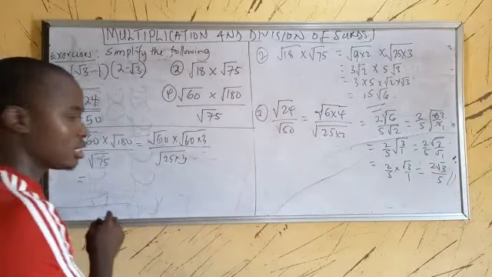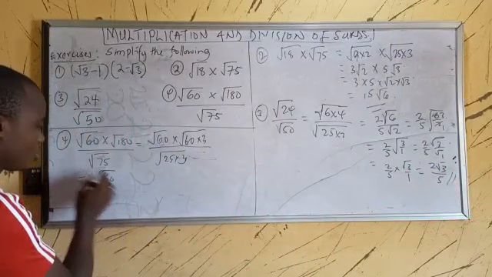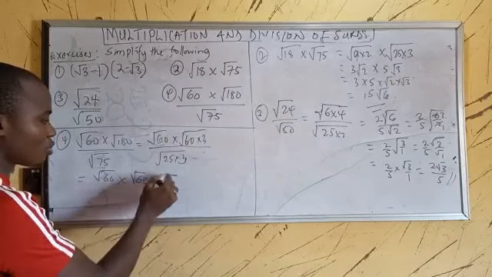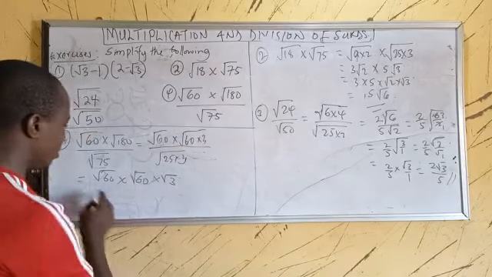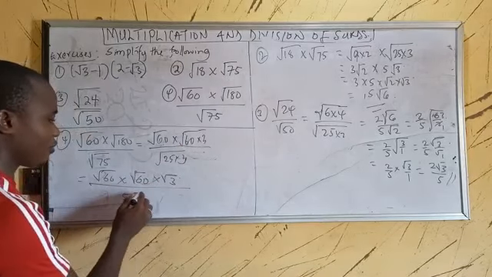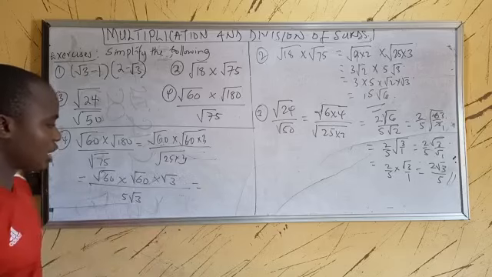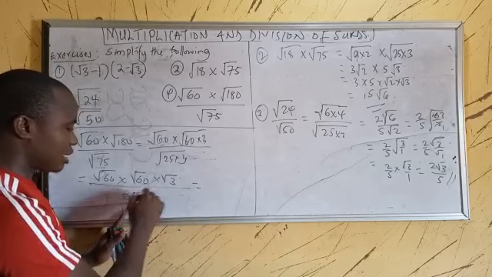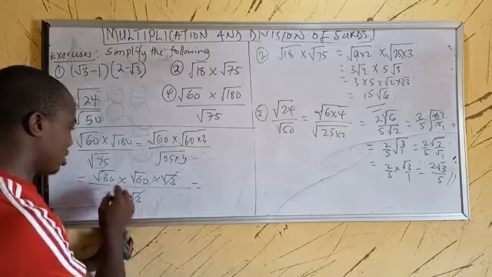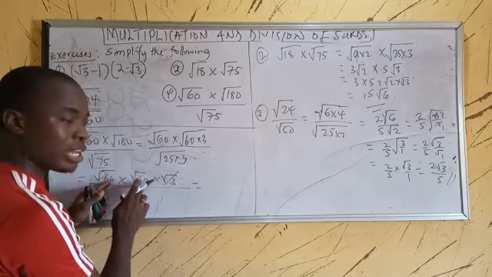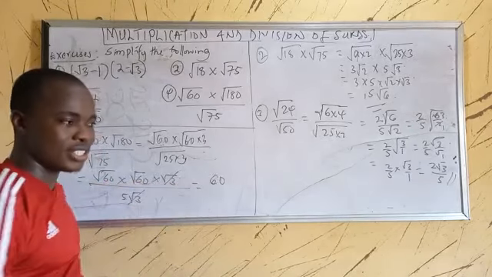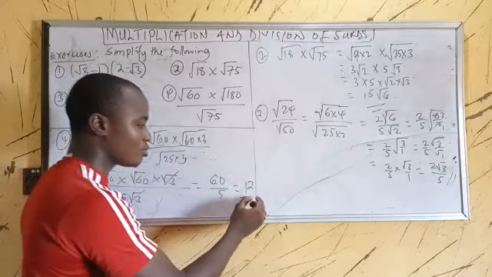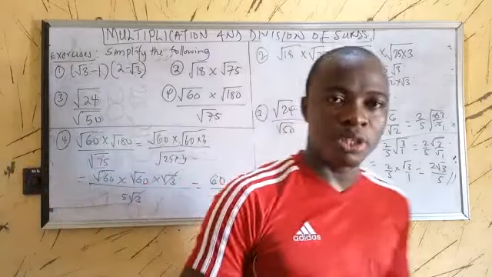The next thing to do: keep root 60 like that. This one also can be written as root 60 times root 3 from the law, over 5 root 3. Now, look at this. If you want to reduce this one, we cancel the root 3. Then we have root 60 multiplied by root 60, automatically we have 60 over 5. What is 60 over 5? 12, which is the final answer to the problem.